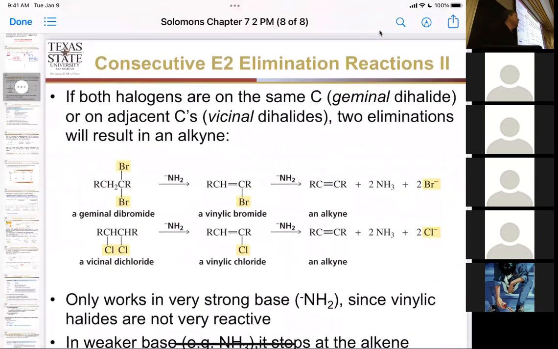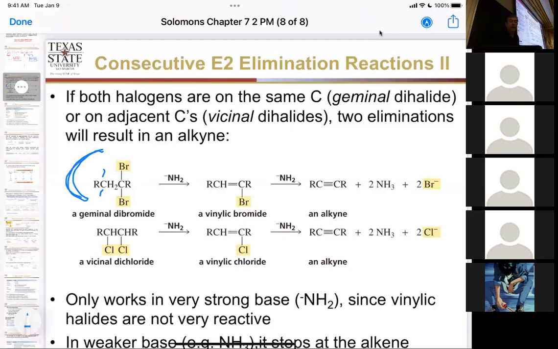All right, so now let's do another consecutive one. Instead of having the halogens being one and three apart, having a whole CH2 group apart, let's put them on the same atom. Okay, when we have two halogens on the same atom, we call that geminal, meaning twin dihalide. Okay, so in this case here, we have both of those bromines over there, and we have two hydrogens on the beta carbon.